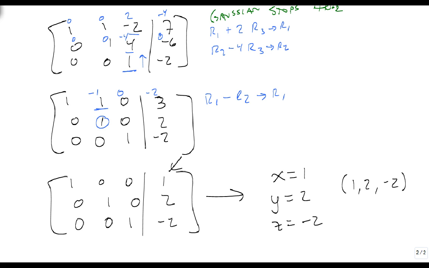And so I get my answer directly from the augmented portion of my matrix. And that's how we use Gauss-Jordan elimination. Finish the Gaussian first, and then just do the same thing going back up to zero out and get it in reduced row echelon form, and then you can read your answer directly from the matrix.